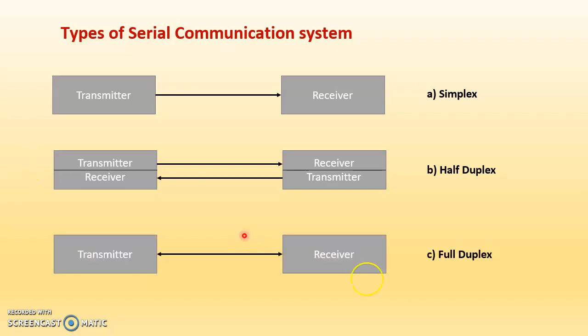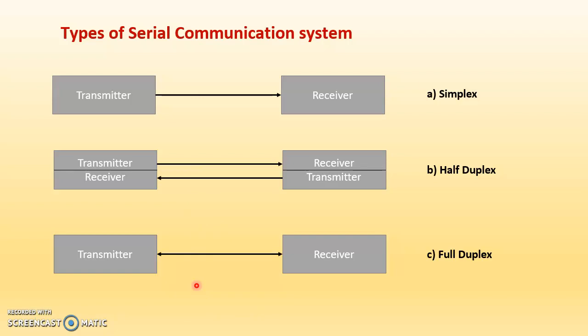In the third case, full duplex. Now there will be a transmitter and receiver, and it will transmit data both ways. That means, suppose this point is A and this point is B, we have dual transmission, so A will transmit to B and B will transmit to A at the same time. So this is the difference. In simplex there is only one-way transmission, in half duplex there will be two-way transmission but one transmission at a time, and in full duplex there will be both-way transmission at the same time.